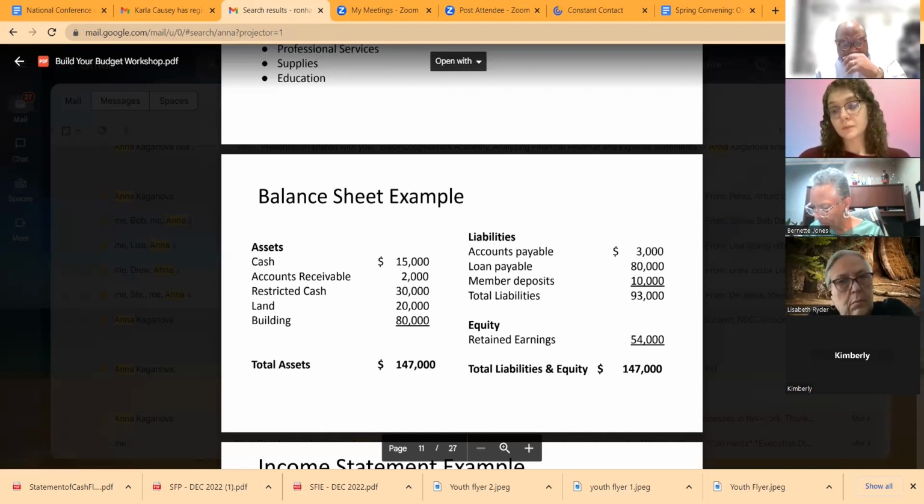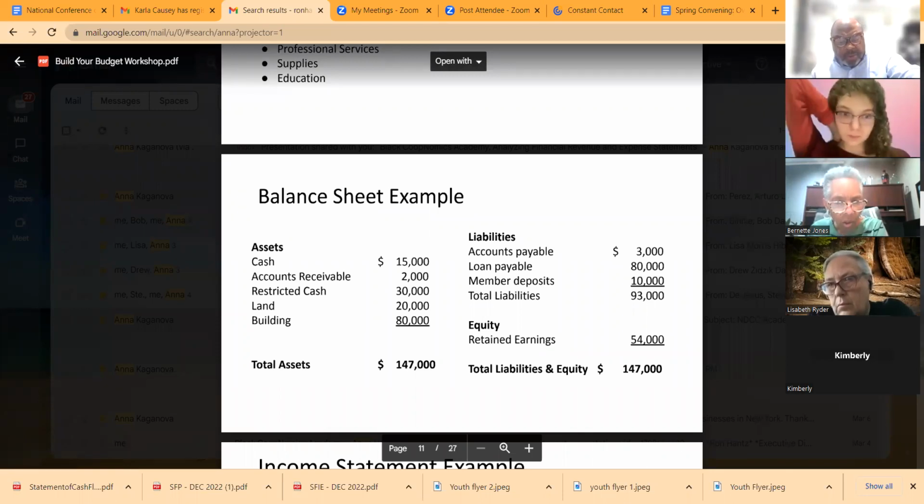So in this example here, she separated out the land from the building in terms of it being an asset. And Josie had a question about restricted cash.